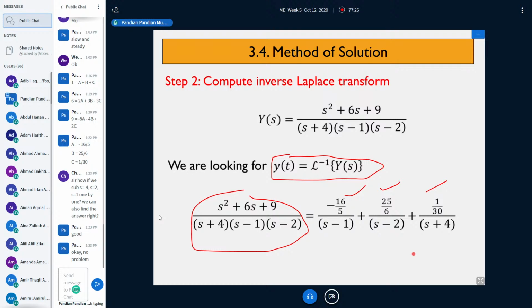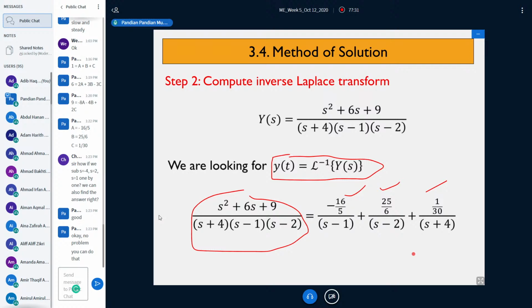You can do that. Yeah, that is the easy way, the shortcut. Shortcut method: you substitute S equals 1, S equals 2, S equals minus 4. S minus 1, S minus 2, S plus 4 equals 0. You substitute S equals 2, S equals minus 4, S equals 1 and S equals 2. So the answer must be the same.